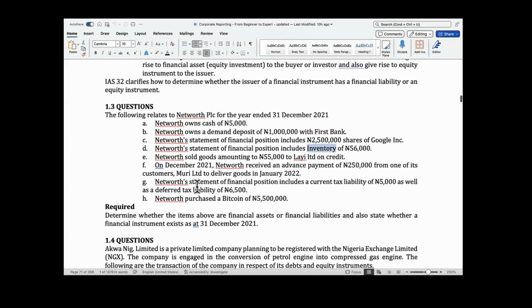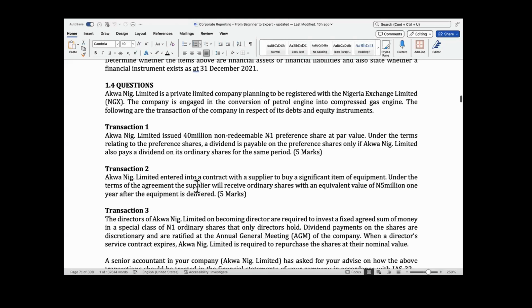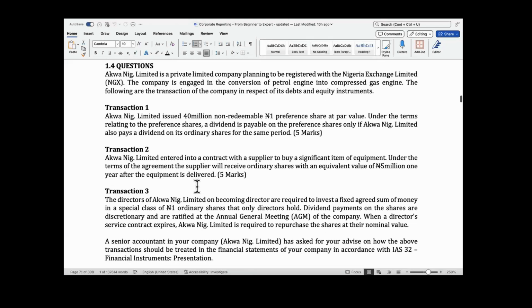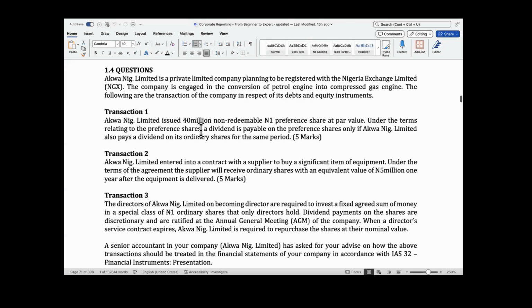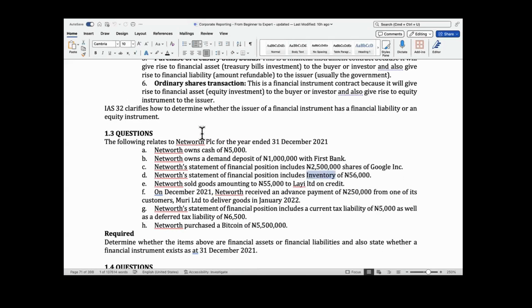All right. Okay. Sorry, can you go to item number F? I was thinking it's a financial liability since it's like a prepayment to the organization. Okay. So let me go over that again.